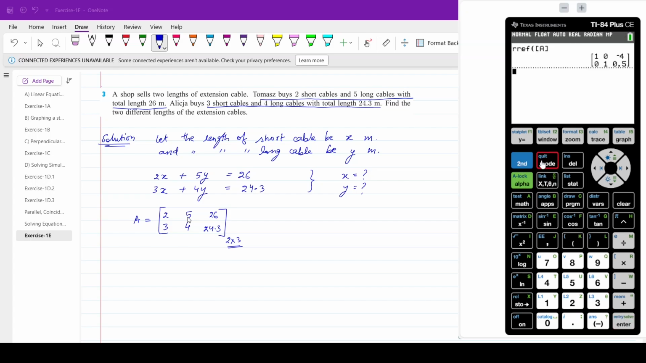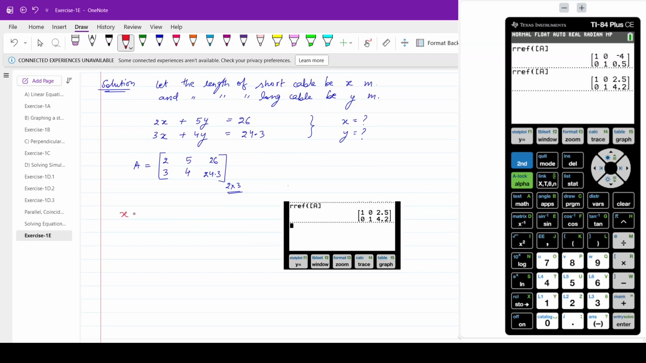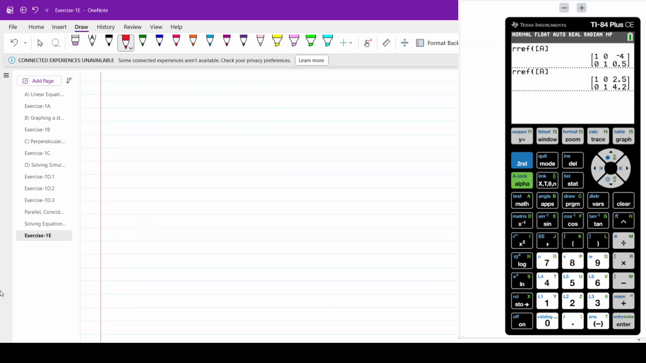Now I'll quit and I'll go to matrix again. I'll go under math section and I'll use ref. So ref of matrix A. So I'll take a screenshot. X is equal to 2.5 meters and Y is equal to 4.2 meters, and that is our answer. Let's move on to the next question.